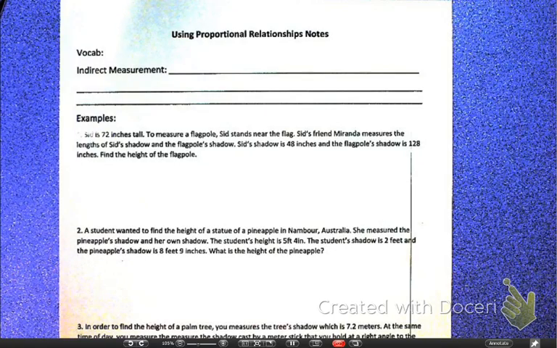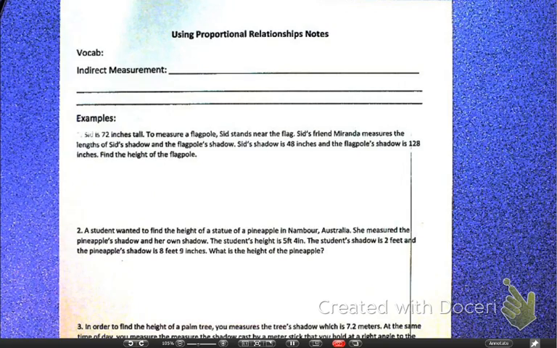So using proportional relationships. We're still setting up proportions and we're still solving them. That's a big thing, okay? The hard part is being able to set them up. Once you set them up, I'm confident that you can solve it, okay? So let's talk about what an indirect measurement is. Any guesses on what that might mean?